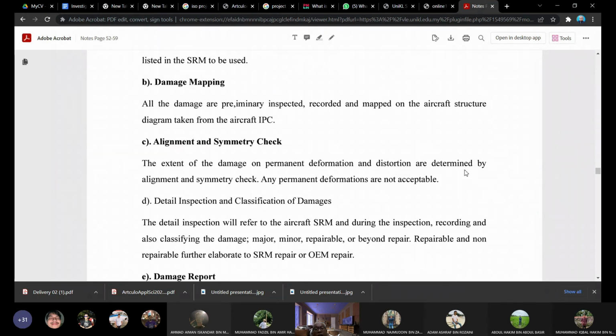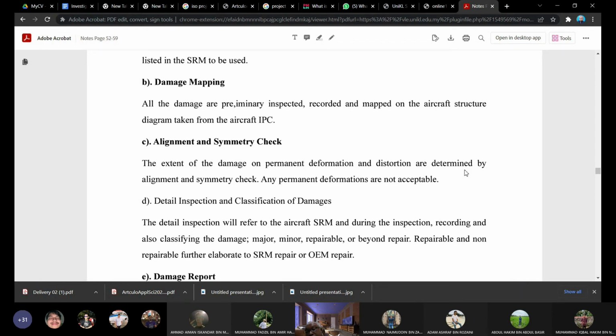Then once you have completed those damage mapping and damage investigation, we will classify the damage, but we have to refer to the OEM structure repair manual, and we classify the damage as major damage, minor damage, repairable damage, beyond repair. Those are based on the information given in the structure repair manual.